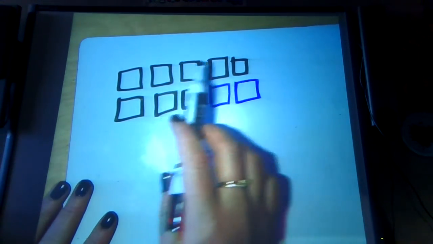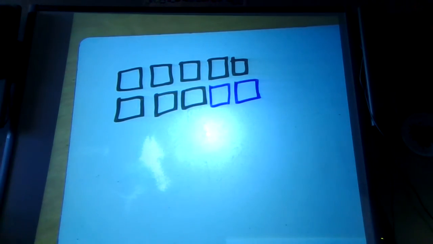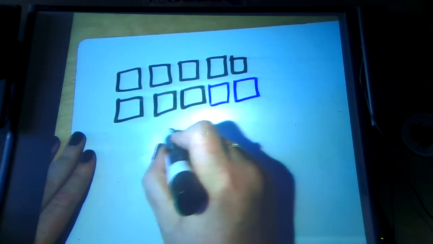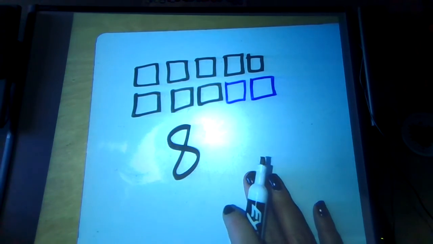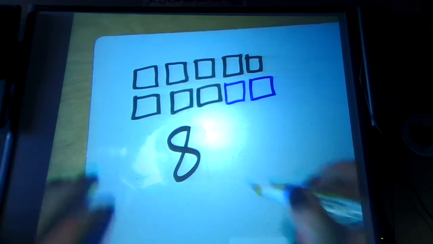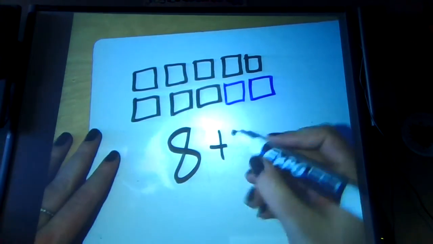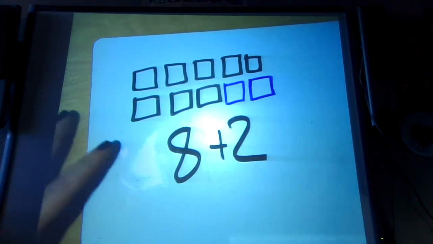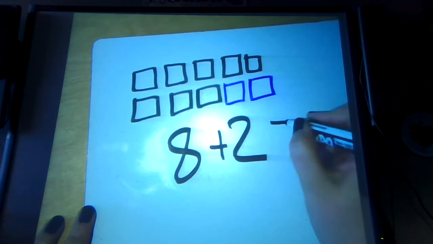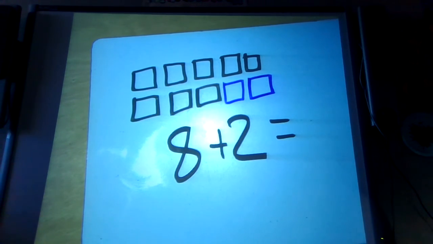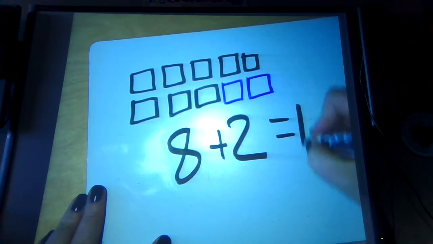How many presents did Shelley start off with? She started off with 8 presents. Then her friend gave her 2 more. What math symbol do I use to show that she got 2 more? A plus, you're right. I can do plus 2 equals. How many presents does Shelley have? She has 10 of them.